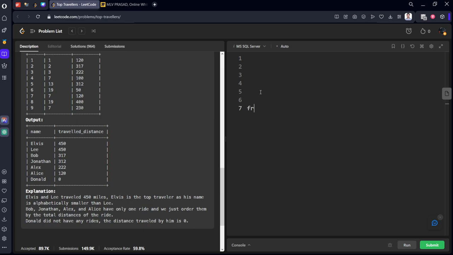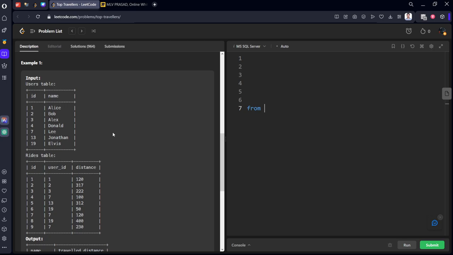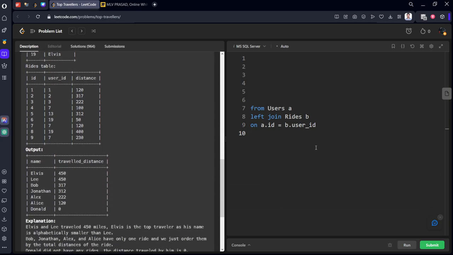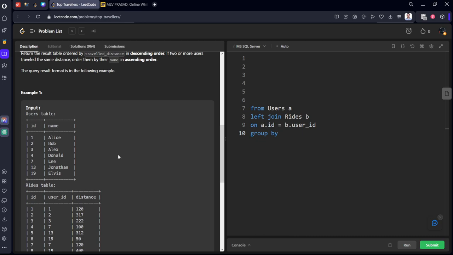From the users table a, left join rides b, on id equals user id. Now what we need to do, we need to group by id, because id and name are unique for both of them. We can keep id comma name.